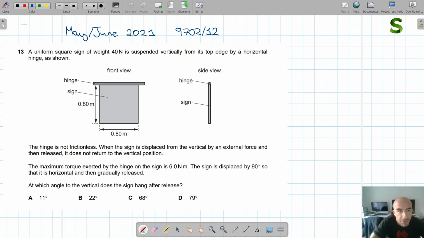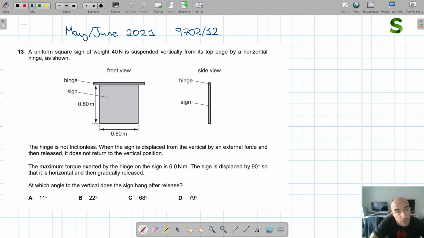Okay, so today we're going to solve exercise 13 from paper 1-2 from the exam May 2021 of the AS level Cambridge physics. So this exercise is a bit different from what you normally get. As in many exercises in Cambridge, the main difficulty is to understand exactly what is going on.